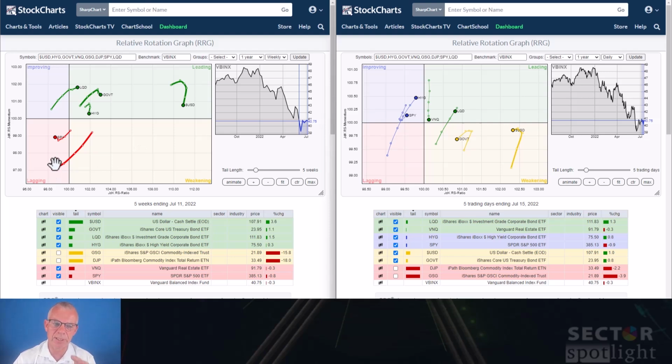Looks as if we're seeing the start of some changing of directions of the tails. But if you look at the dailies, then they're quite erratic. The high yield one is probably very clear. That's a very nice rotation towards leading. So that could be an interesting asset class to keep an eye on.